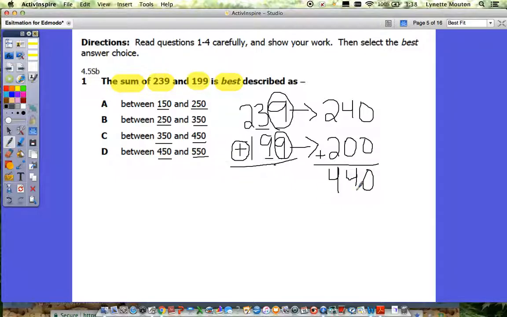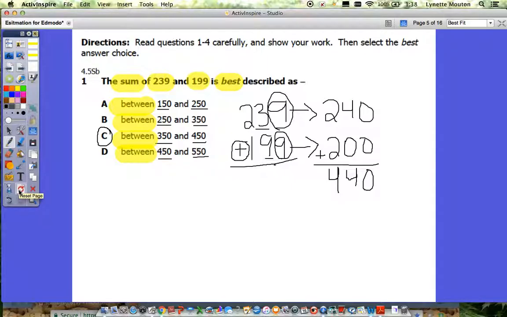Miss Mouton, you must have done something wrong because I don't see my answer here. Well, it actually is because remember, again, we're looking for a range. There's that magic word between. So where does that 440 fit? It fits between 350 and 450. So letter C would be the correct answer choice.